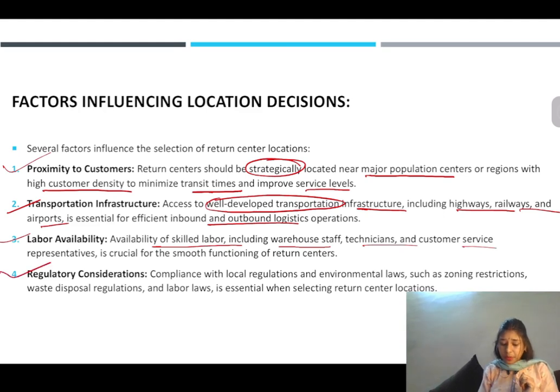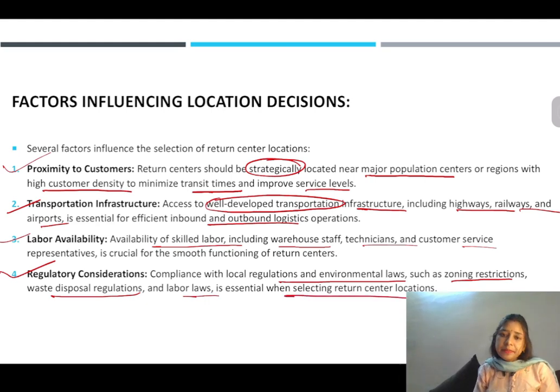Okay, the fourth point that needs to be taken care of even in the reverse logistics is that all the regulatory compliances should be met, and all the regulations related to the environment, related to the zoning restrictions, the waste disposal regulations, labor laws should be met. Otherwise, the whole purpose will be destroyed, and it will ultimately lead to the bad reputation of the company.